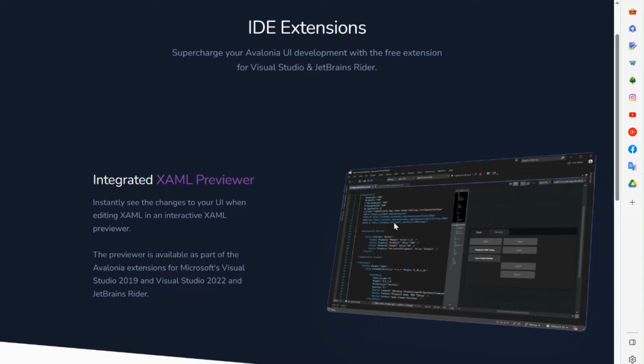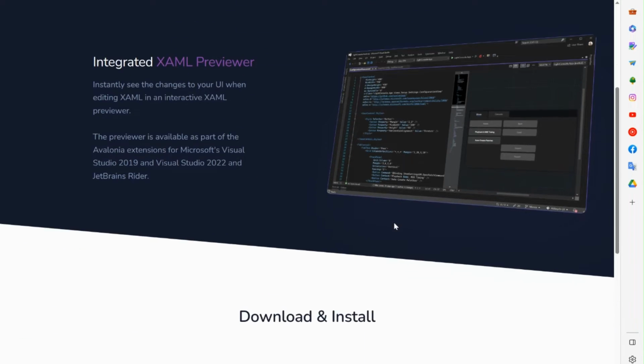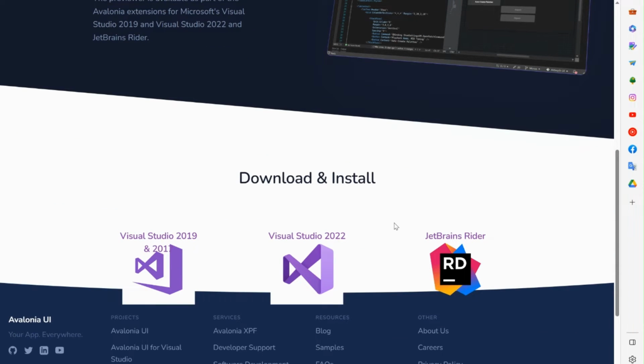But this can all be resolved by using this IDE extension, which will instantly help you see the changes to your UI when you are editing XAML in an interactive XML previewer. The previewer is available as a part of Avalonia extensions for Microsoft Visual Studio 2019, 2022, and JetBrains Rider. In this video, we will see how to download and install this extension in Visual Studio 2022. So without any further ado, let's get started.